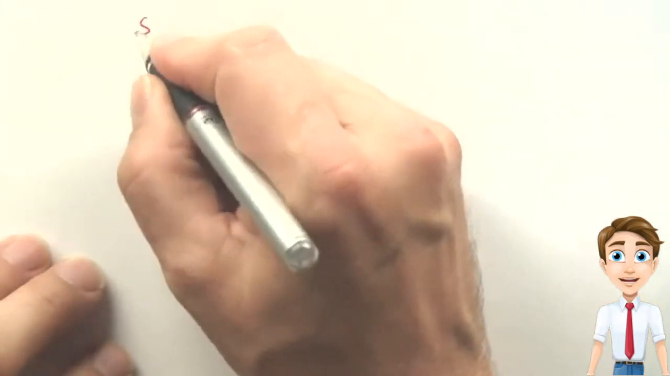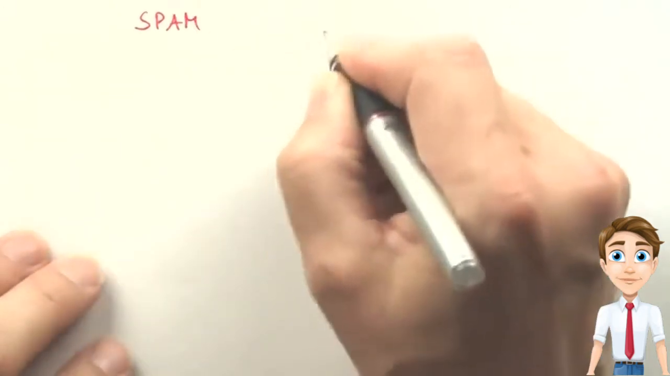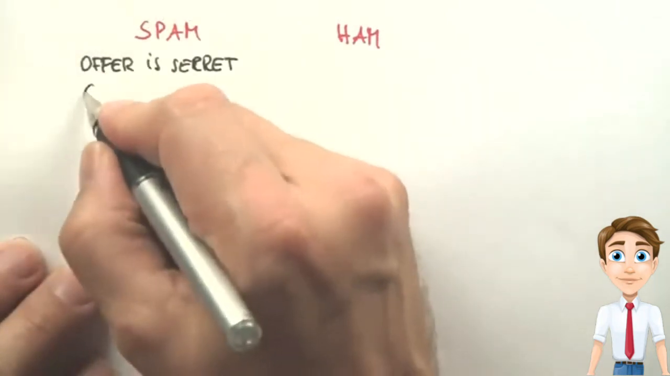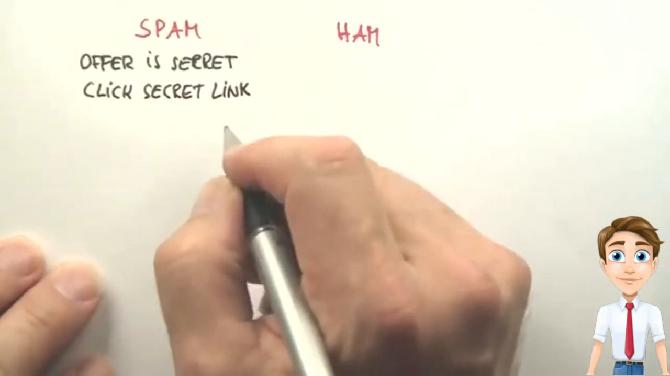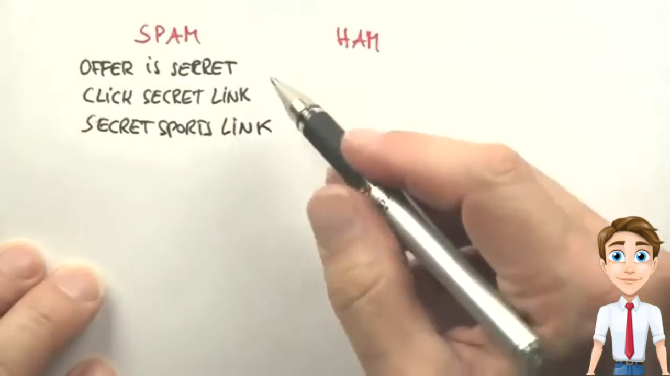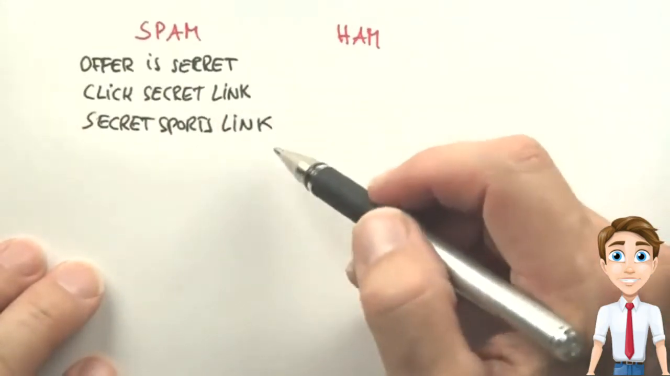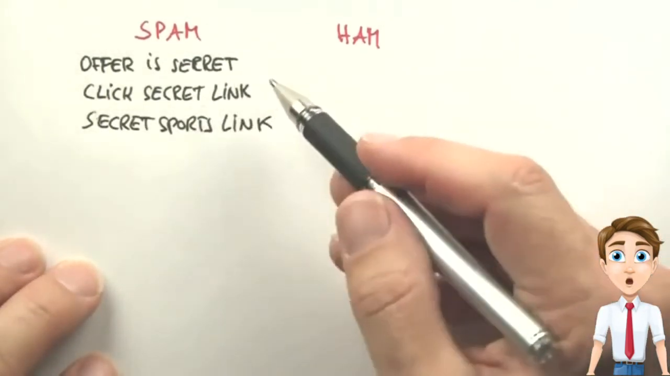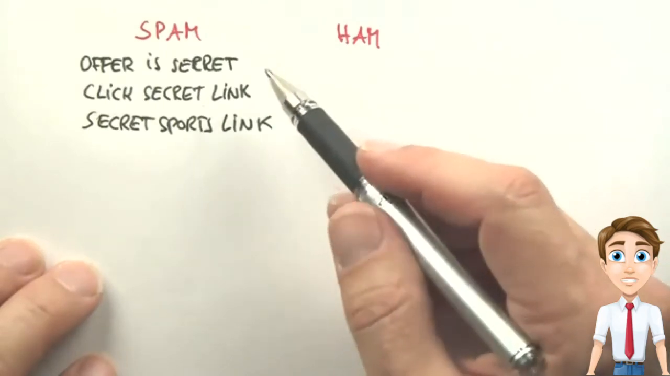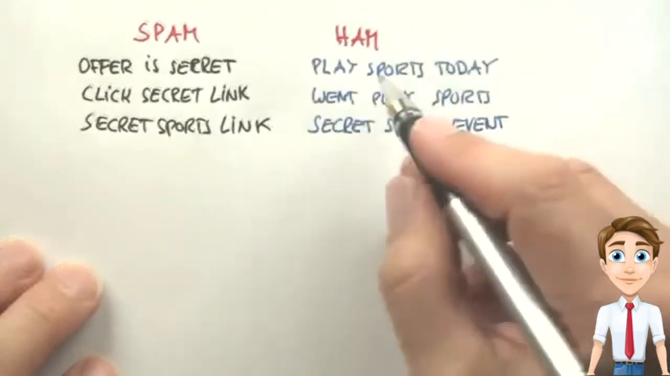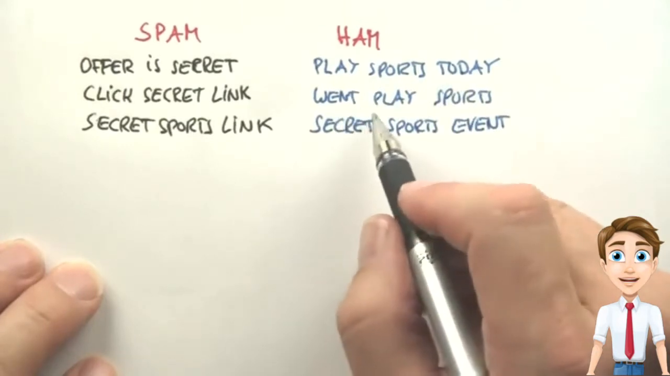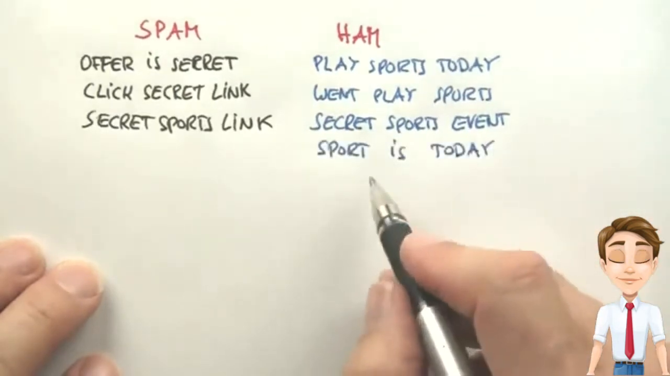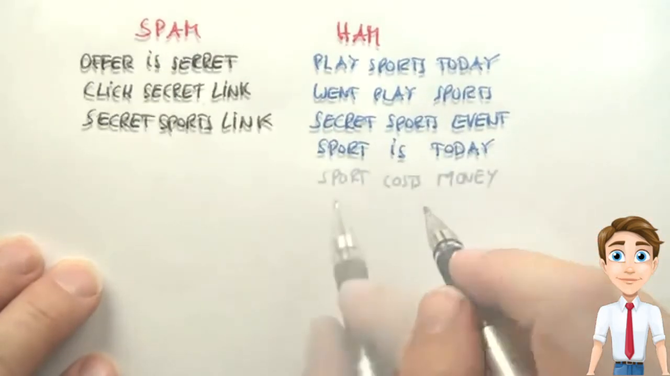Let me make up an artificial example of a few spam and a few ham messages. Offer is secret. Click secret link. Secret sports link. Obviously, those are contrived, and I try to retain the vocabulary to a small number of words to make this example workable. In practice, we need thousands of such messages to get good information. Play sports today. Went play sports. Secret sports event. Sport is today. Sport costs money.